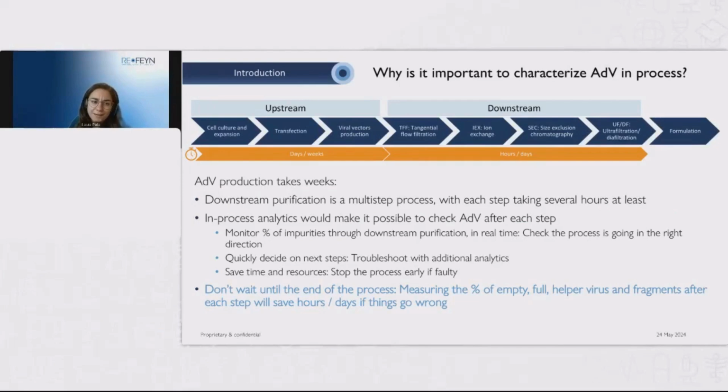Therefore, in-process analytics could help by basically checking adenovirus purification after each and every step. While doing that, you can monitor the percentage of impurity throughout the downstream purification in real time. So you can check whether the process is going in the right direction on the fly. You can take a quick decision on the next step. So you can decide whether it's worthwhile to troubleshoot with additional analytics. And by doing so, you can save time and resources because you have the chance to stop the process early if that's faulty.